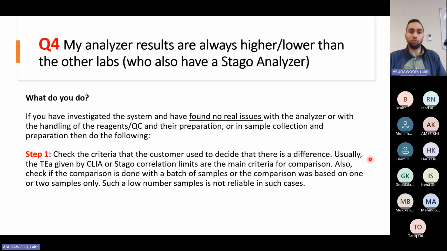So for example, we can use the total allowable error from CLIA, or we can use the STAGO criteria for comparison between different analyzers, STAGO analyzers, that is. Then we will see whether the difference is really significant or not. Let's say I run 20 samples and 15 of them are above the STAGO difference limit. That's not acceptable. But if you run 20 samples and all of them are within the STAGO acceptable limit or within total allowable error, but the customer says, I feel it's not good, we have objective criteria that tell us the difference is acceptable. The difference is insignificant. And by this point, you have closed the case.